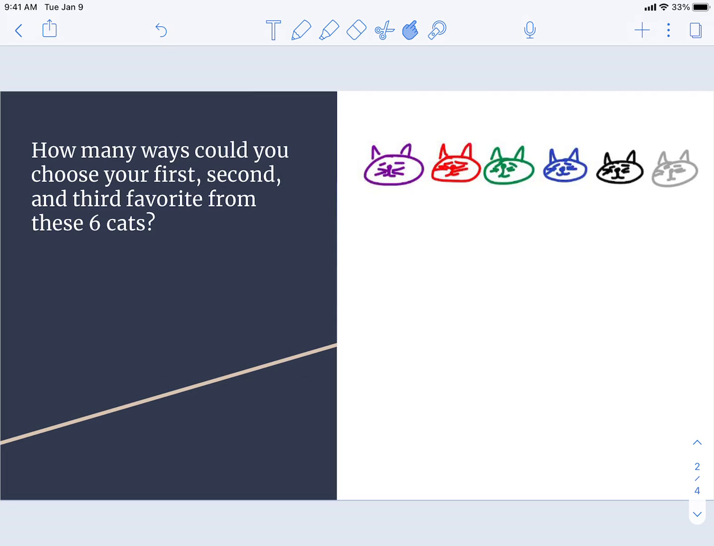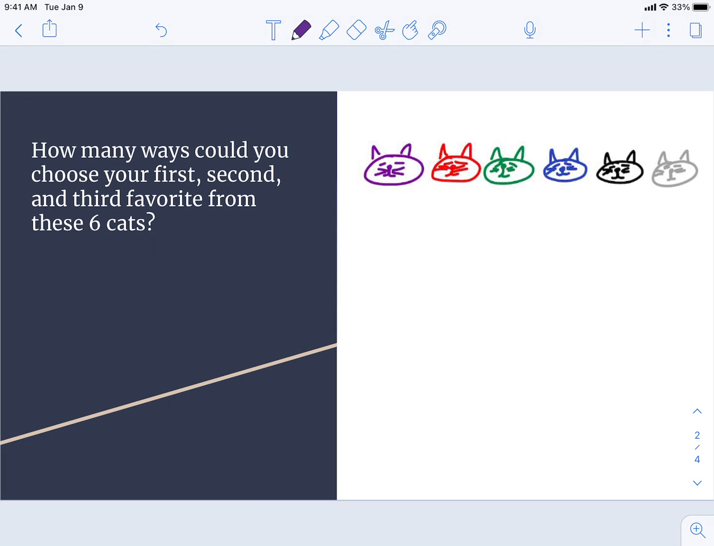Now this is going to be a permutation problem because order matters. If I choose the purple cat as first, the green cat as second, and the black cat as third, that is going to be different than if I pick the black cat as first, the purple cat as second, and the green cat as third. So that is our definition of a permutation.